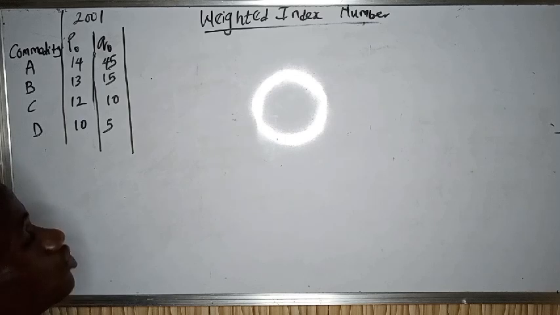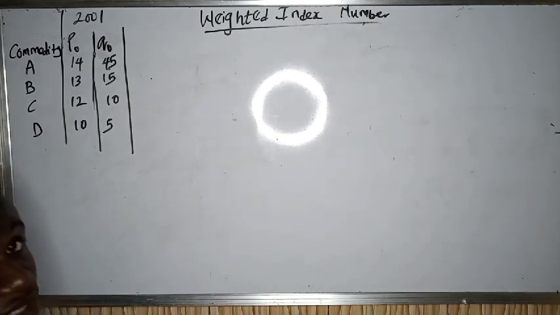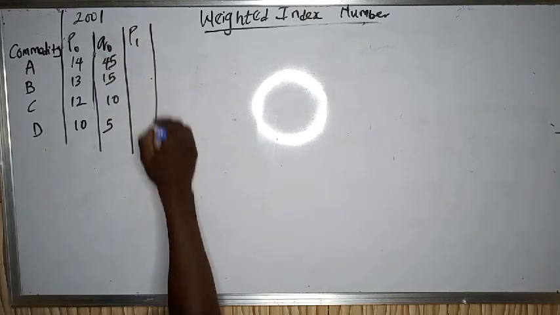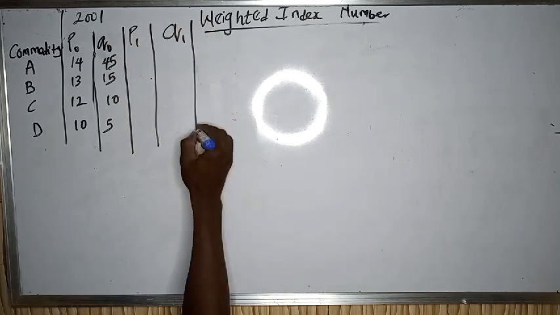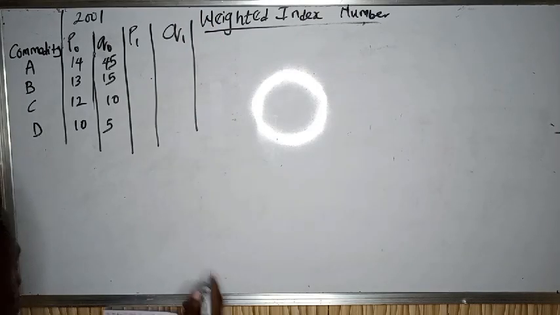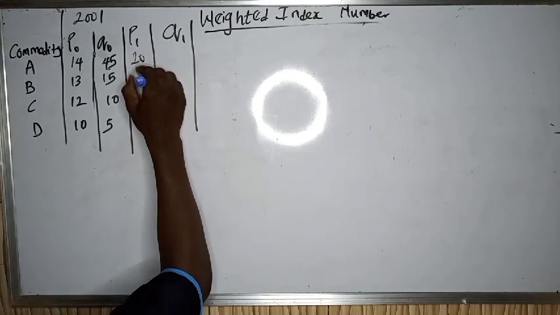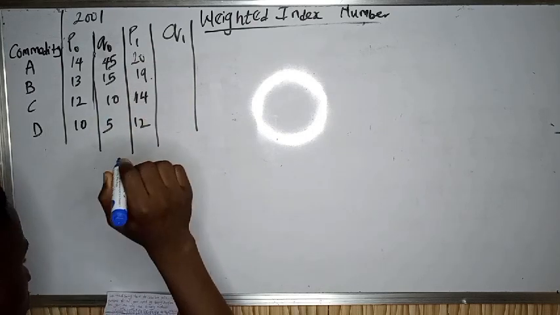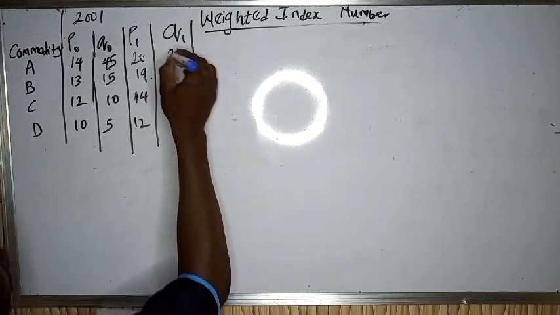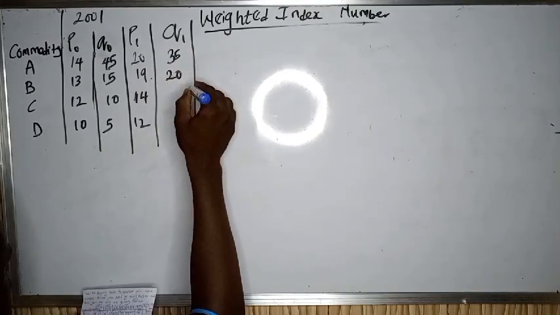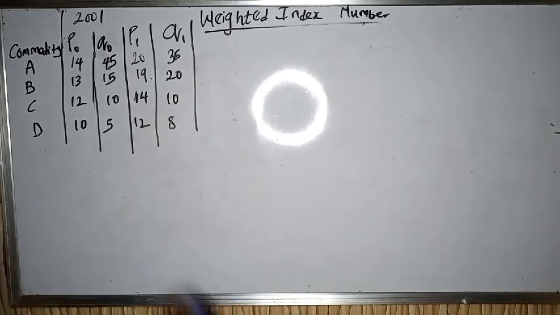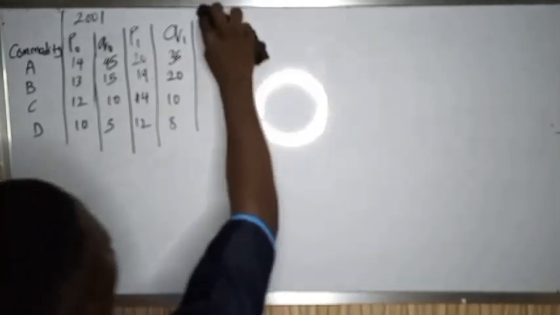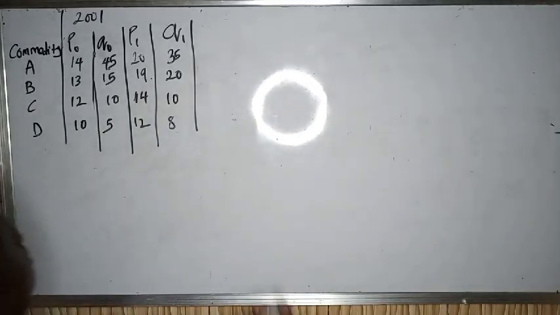Now you do the same thing for 2006. For 2006 we call it P1 because it's the current price, not the old price. So we have P1 and Q1. P1 is 20, 19, 14 and 12. Then Q1 is 35, 20, 10 and 8. Now from what we have here, we can work further.